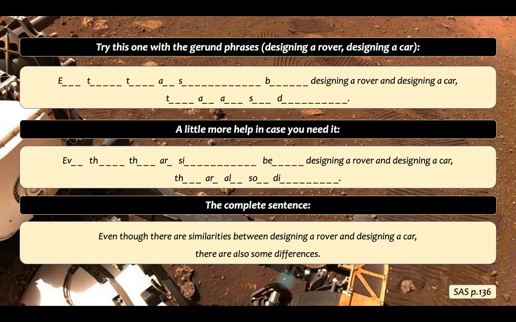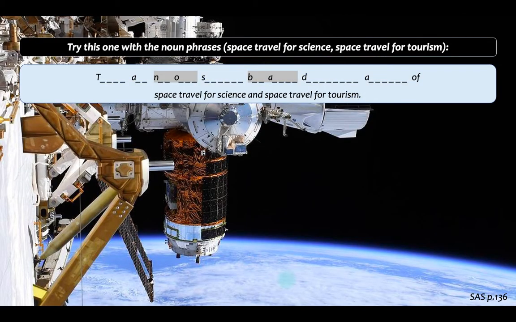Let's look at another one. This one will use these noun phrases, space travel for science, space travel for tourism. These are noun phrases because there are no verbs in these phrases, and it's just got a preposition in there, and it's all nouns. So, if we look at our blanks, this phrase and this phrase you should remember.